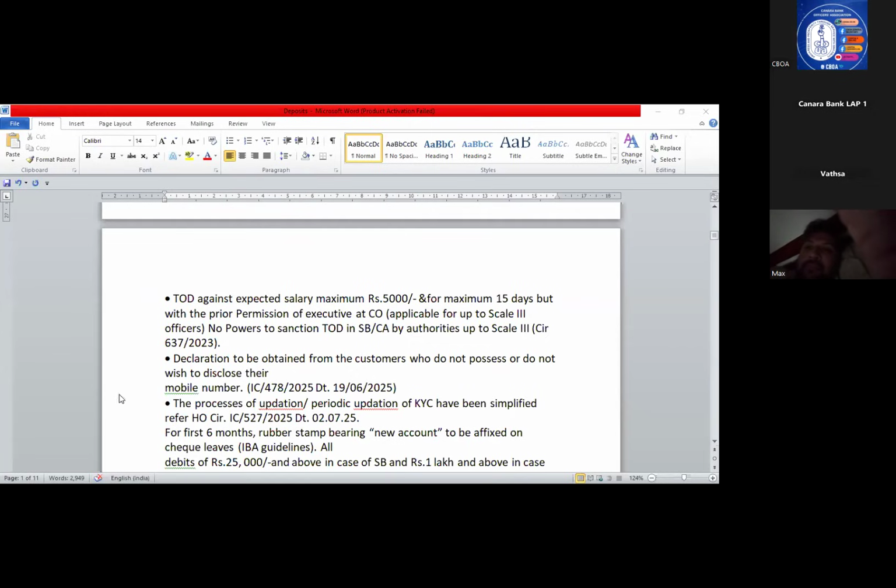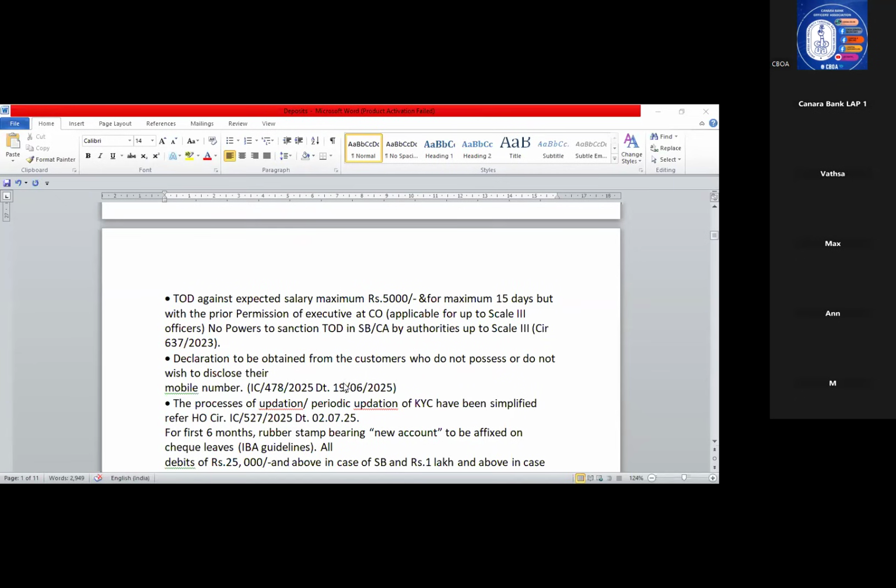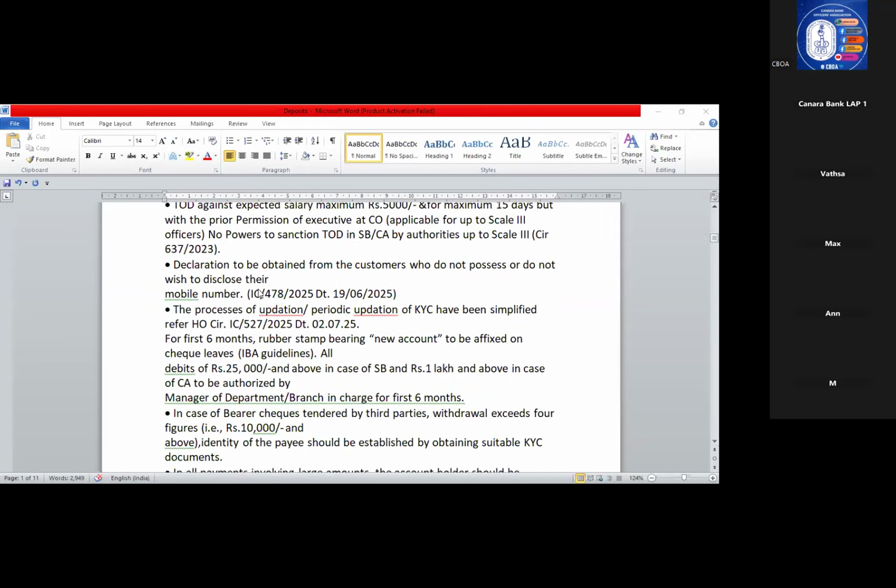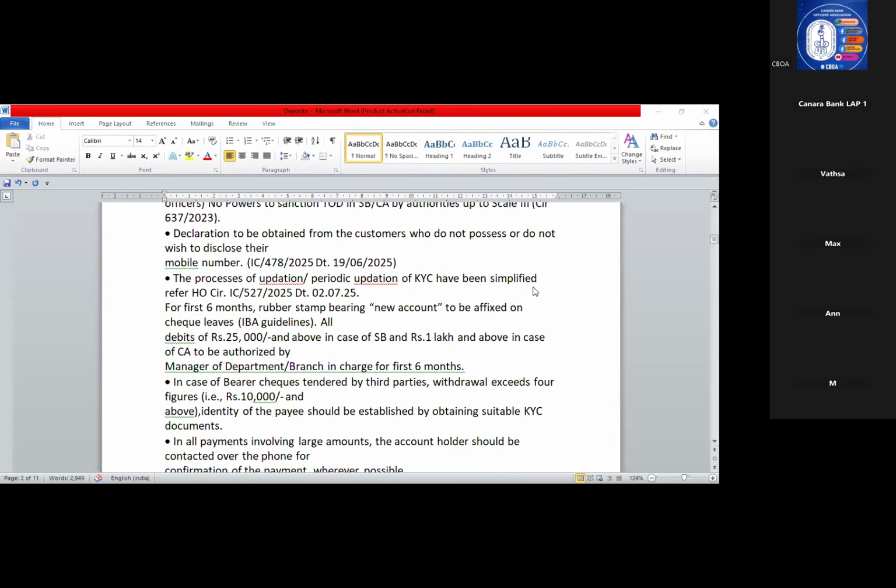A declaration is to be obtained from the customers who do not possess or do not wish to disclose their mobile number. This is also the latest guidelines. If the person is not willing to give the mobile number, then you have to take a declaration that he is not interested in giving his mobile number. The processes of periodic updation of KYC have been simplified as per the circular. For the first 6 months, a rubber stamp bearing 'new account' is to be affixed on check leaves.